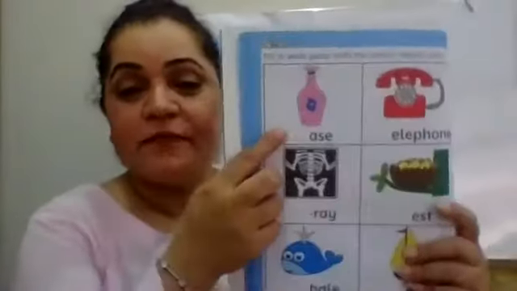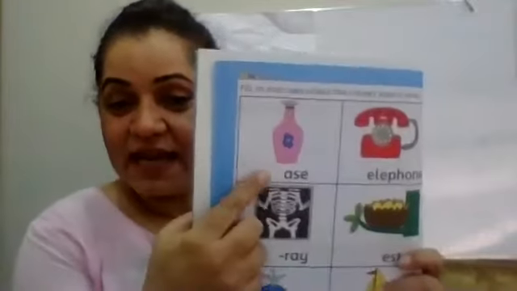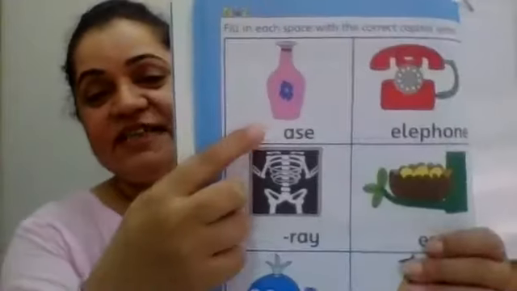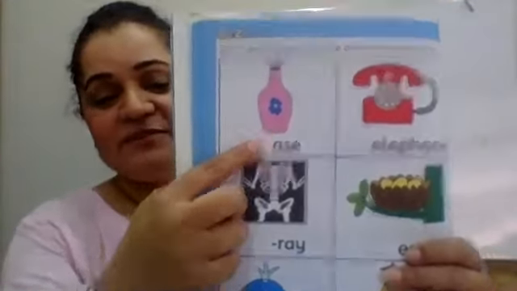Okay, first of all, vase. Vase starts with V. So you're going to write here capital V. Capital V, yes, right here.